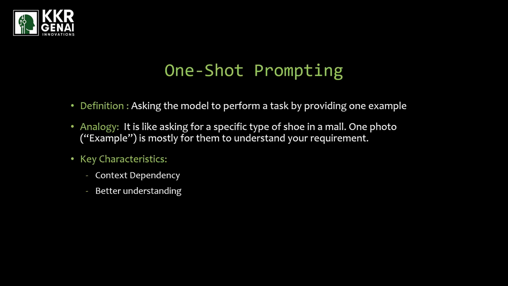And in one shot prompting, what we do is we provide one example. In this way, if we have something very specific, we don't want the answers to be controlled by the LLM itself. We provide one example, which in many use cases will be enough, and we make sure that it provides us the exact results. So here also we depend upon context, but we can have a better understanding and better control over the results because we're providing an example.